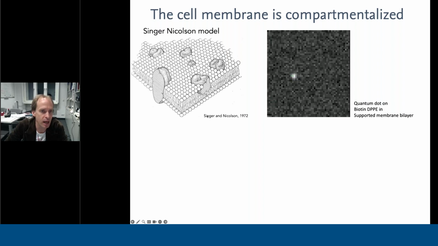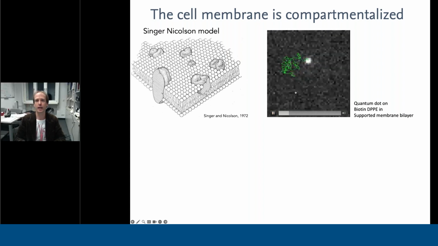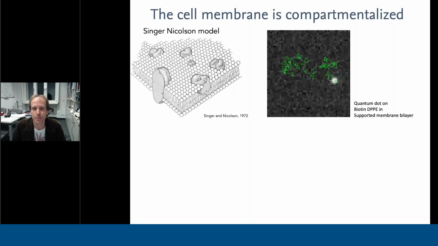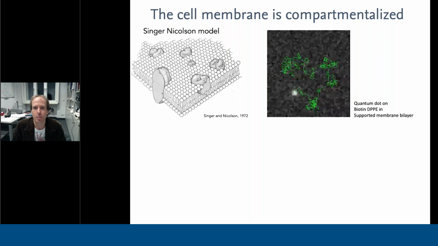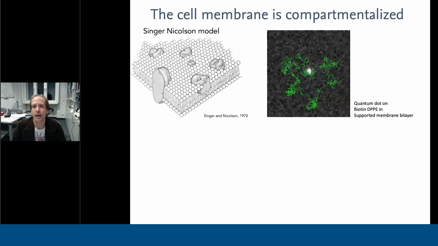And we all have in mind from the textbook, of course, the Singer-Nicolson model that after years and years of discoveries has led to the assumption that we have membrane proteins that are immersed in a two-dimensional liquid of lipids. And this membrane is, as such, fluid and continuous, which means that these molecules can move in all directions, basically in a random fashion. And that is exemplified here in a single molecule tracking movie of a single quantum dot coupled to a lipid as it moves around in a random manner by Brownian motion in a supported membrane bilayer.